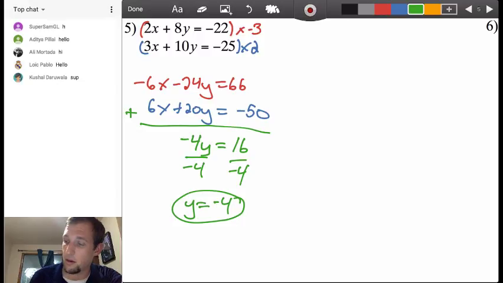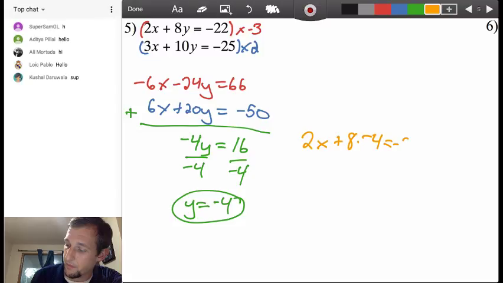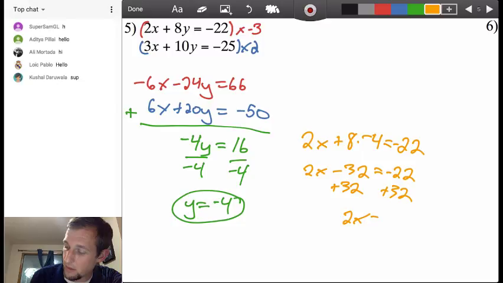Okay, this is the part that sometimes is a little bit different because we don't have a variable by itself, right? So I'll use that top one. 2x plus 8 times, there's my -4, plugging it in for y, equals -22. Okay, now all I'm doing at this point, again, is really just simplifying and solving. And it looks like x equals 5.